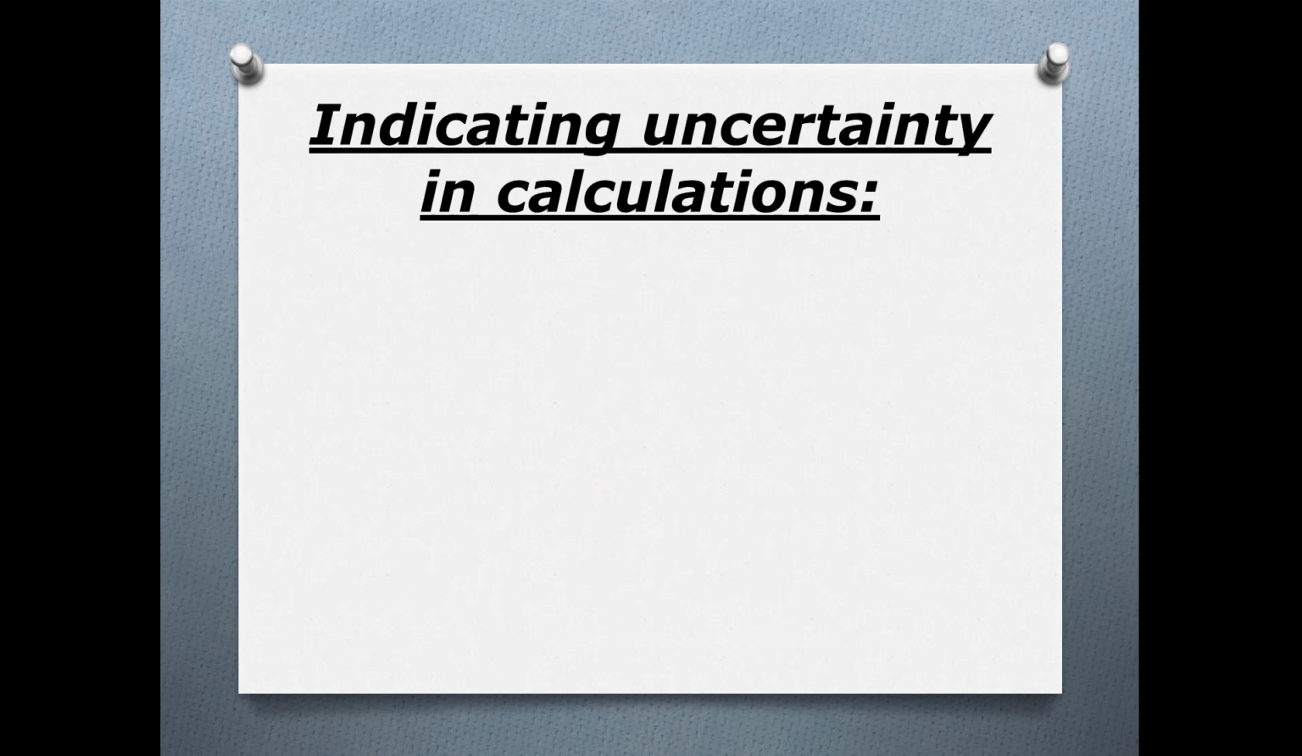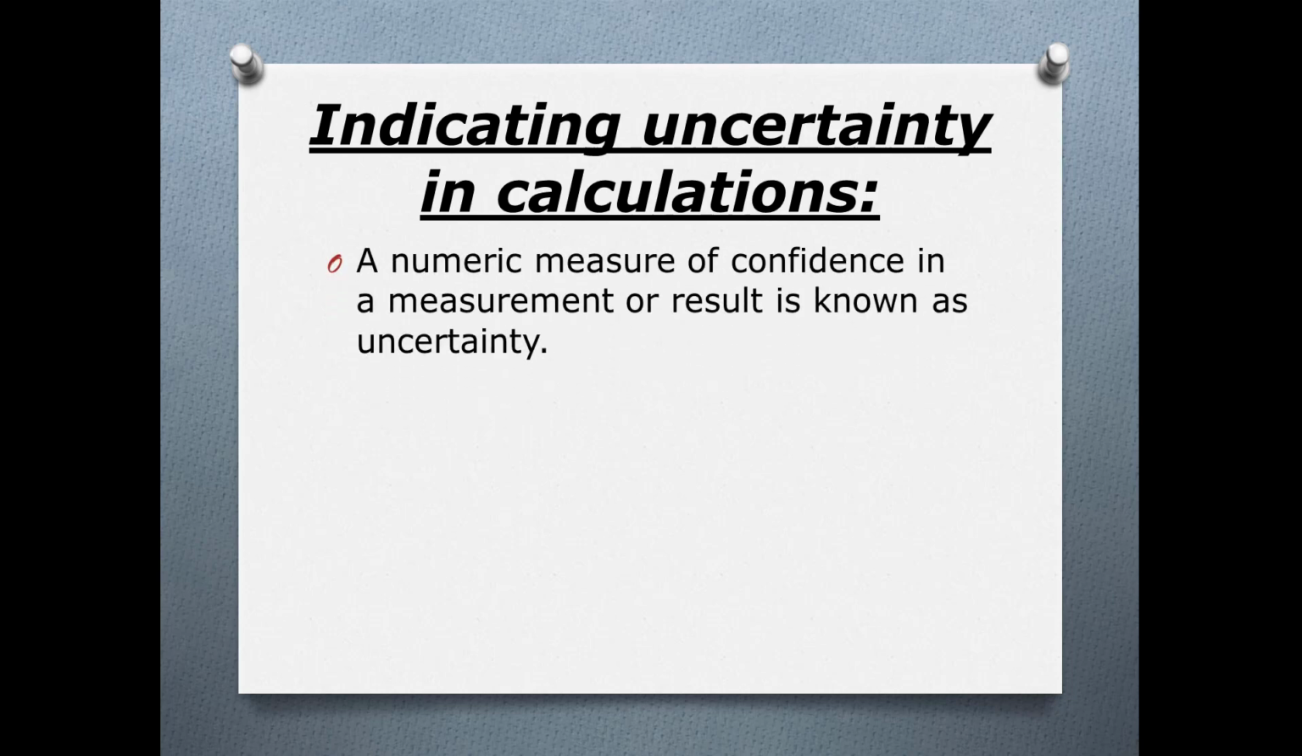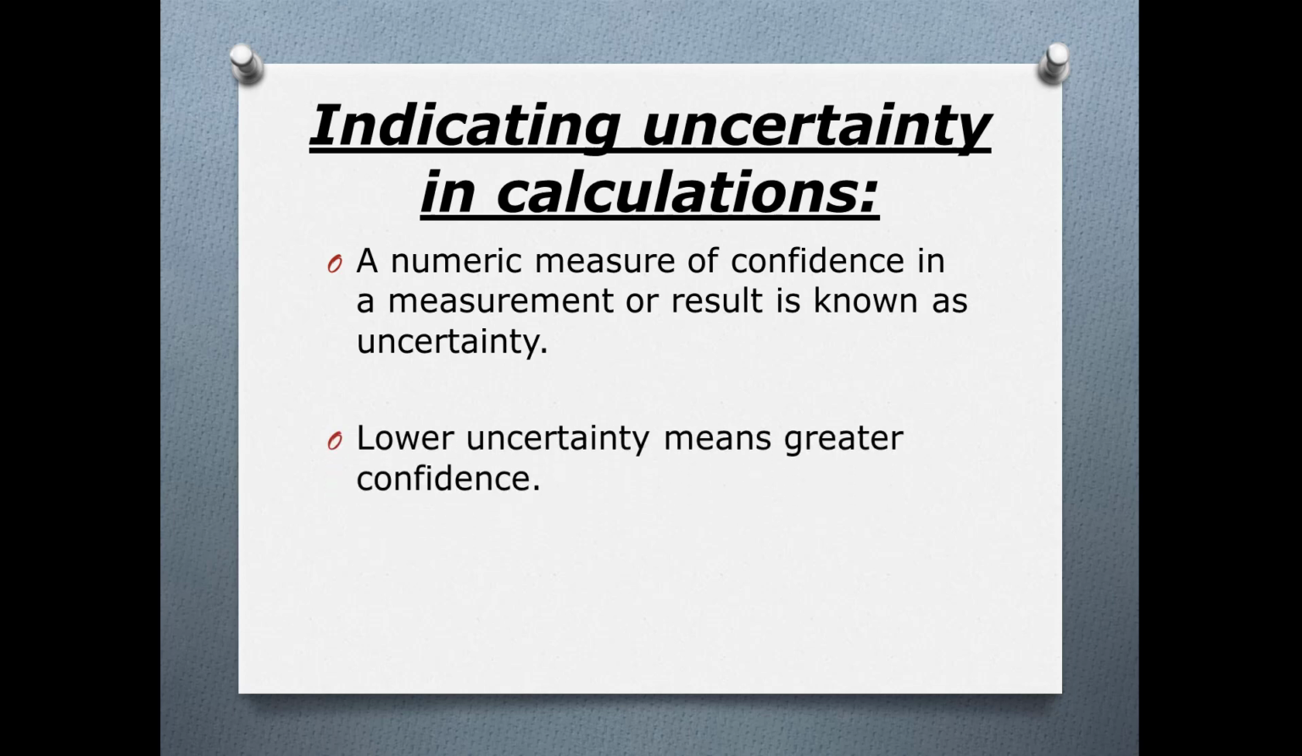Okay, if we have to indicate uncertainty in a calculation, what do we have to do? What is uncertainty? Basically, a numeric measure of confidence in a measurement or result is known as uncertainty. Error was simply the difference between actual and measured value. But uncertainty is a measure of confidence in a measurement: how confident we are about the measurement we are taking. And lower uncertainty means greater confidence. So if uncertainty or percentage uncertainty is less, we will have more accuracy.